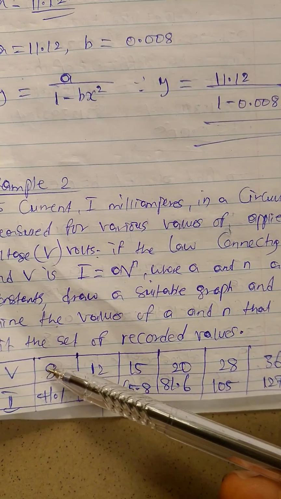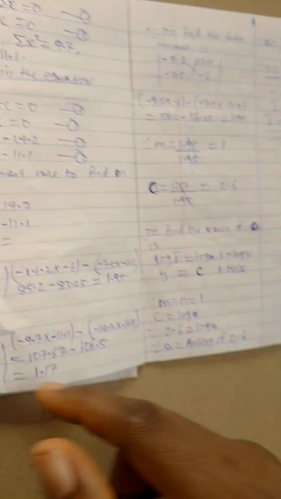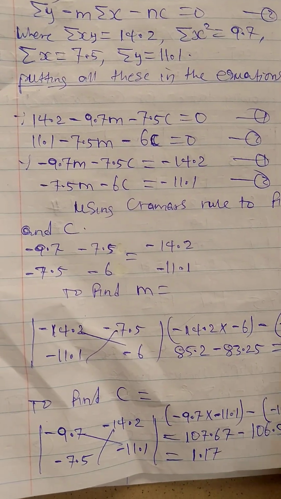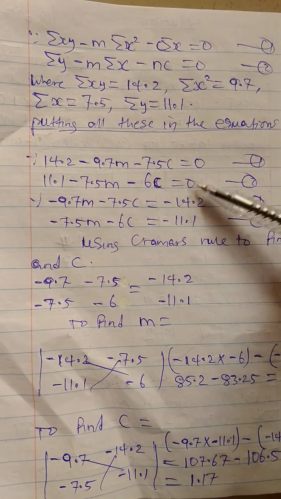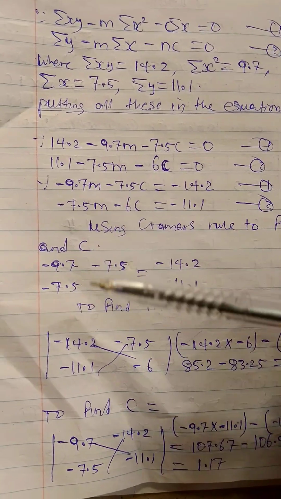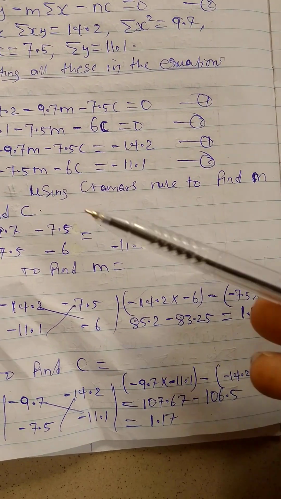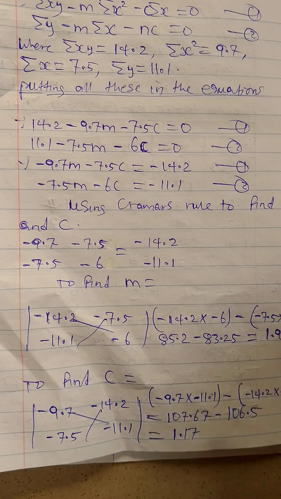The number of terms are 1, 2, 3, 4, 5, 6. So therefore that means that n is equal to 6, so that becomes 6c is equal to 0. So if you check this now, I have to find m1 and c. Now therefore, using Cramer's rule of matrix to find m1 and c.